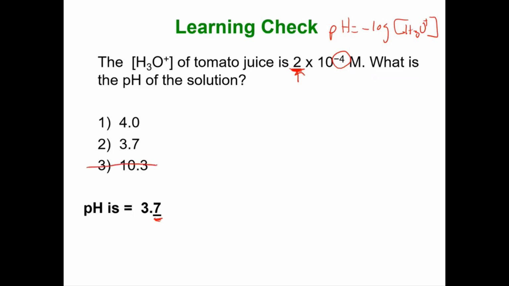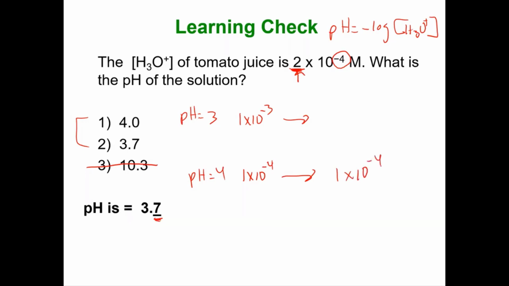We know it's not going to be 10.3, because that's basic, and this is acidic. This is 10 to the minus 4. But which one of these is it? Well, if I look at 1 times 10 to the minus 4 and 1 times 10 to the minus 3, this is a pH of 3, and this is a pH of 4. Really, I could rearrange these and say this is still 1 times 10 to the minus 4, but this is like saying 10 times 10 to the minus 4.